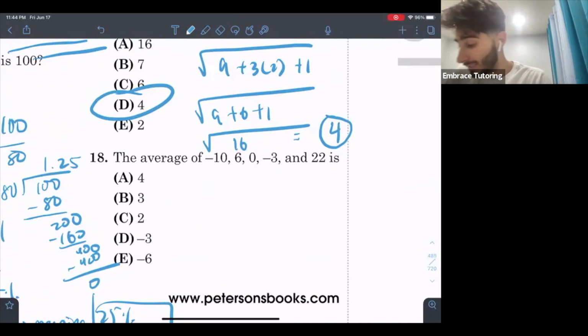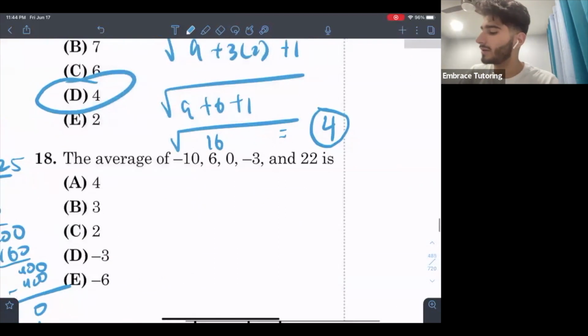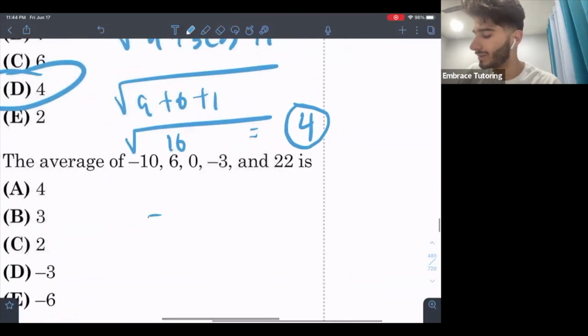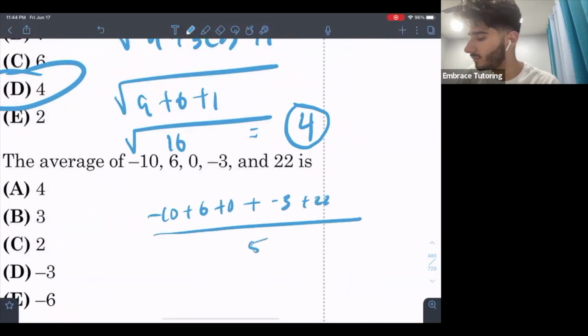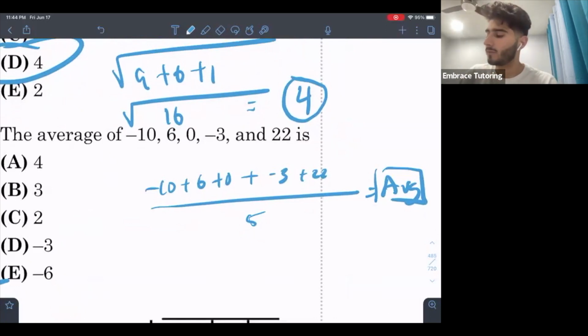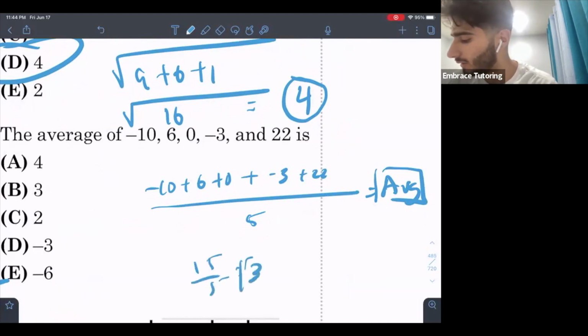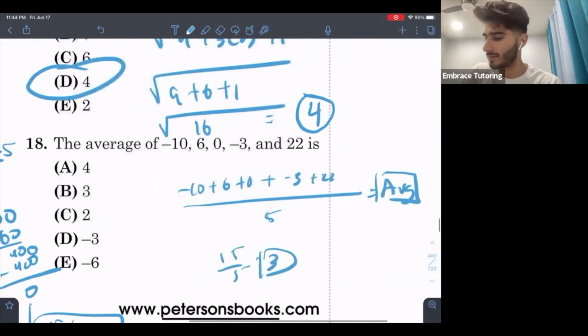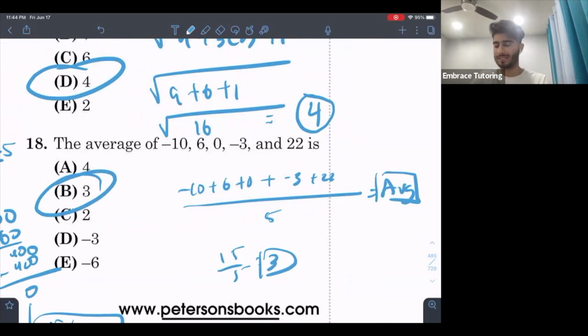Question 18. The average of -10, 6, 0, -3, 22 is what? Basically what we have to do is just add those numbers and divide by 5 numbers, which gives you the average. -10 plus 6 is -4, then -7, and then 15. 15 over 5 is 3. It is choice B for 18.